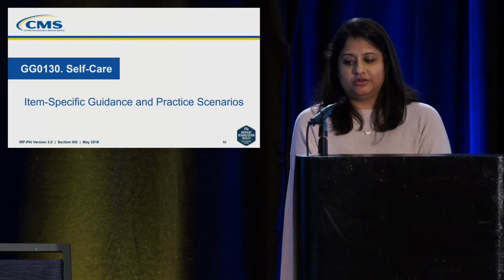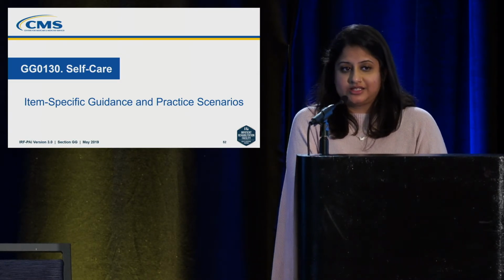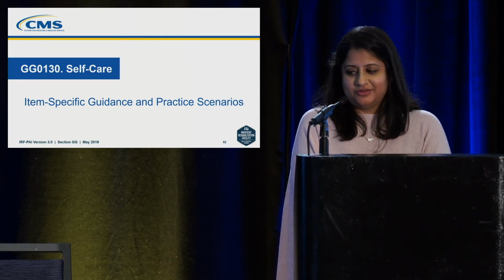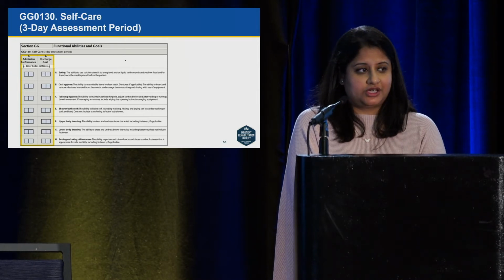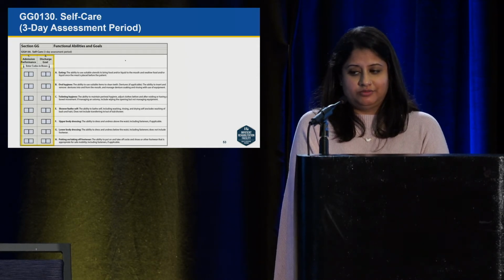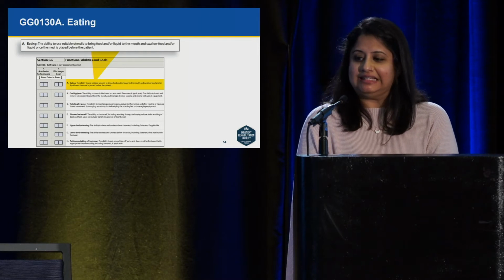All right, so now we're going to go into item-specific guidance for GG0130 self-care and do some practice scenarios. And again, all of these will be on Slido. There are a couple more videos as well, so you'll have an opportunity to do that too. So this is what section GG, Functional Abilities and Goals, GG0130 self-care looks like on the IRF-PAI. Again, it's the 3-day assessment period. You have a column for admission performance and a column for discharge goal. And we're going to go through each of the items now. So the first one is GG0130A, eating.